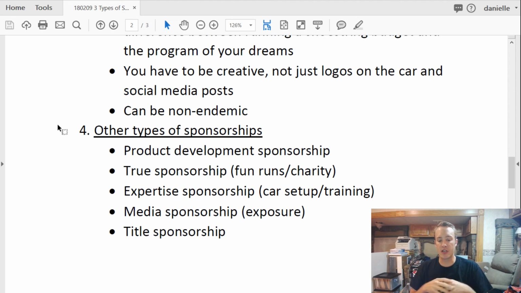The challenge for you is to show them the value in what you're doing, because unlike endemic sponsors or internal companies that already see the value in motorsports, you have to sell the value of motorsports to that company. So they're more difficult to get, but usually a non-endemic sponsor will bring in something very valuable, like money or exposure. So there you have it. Those are the three types of sponsorships.